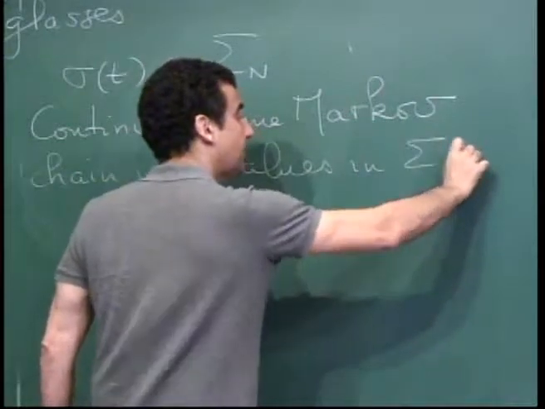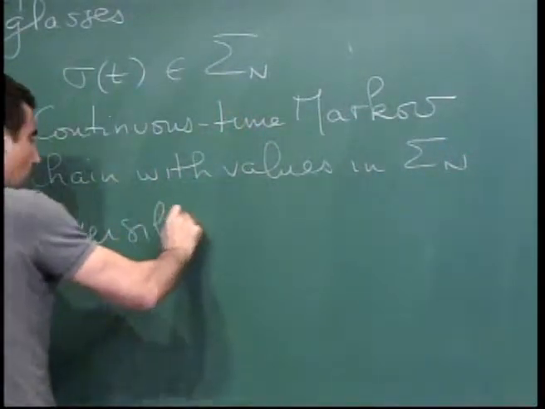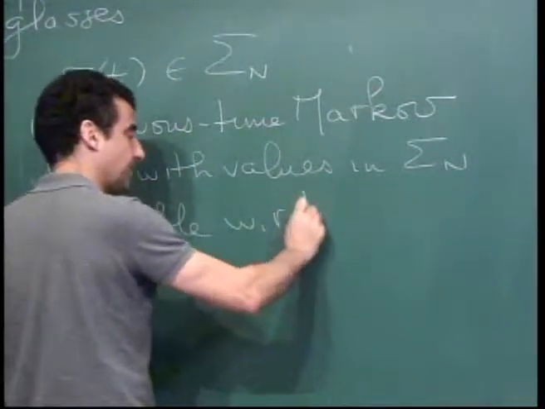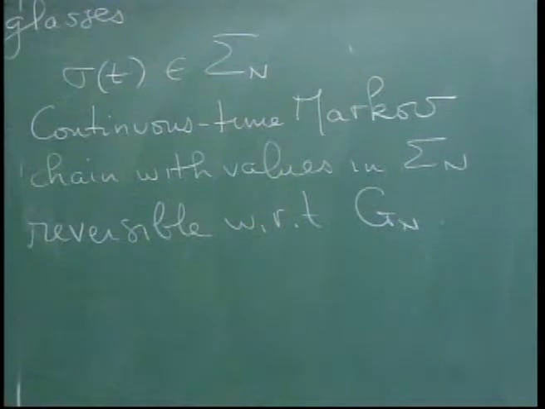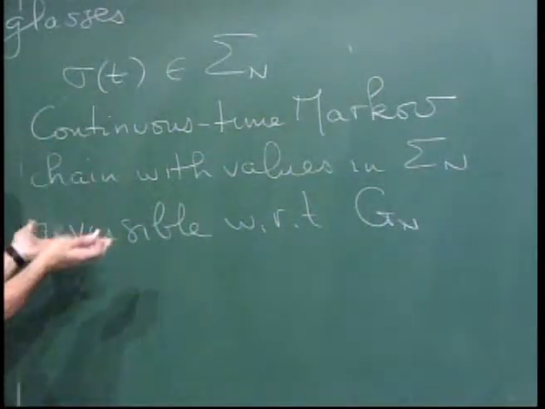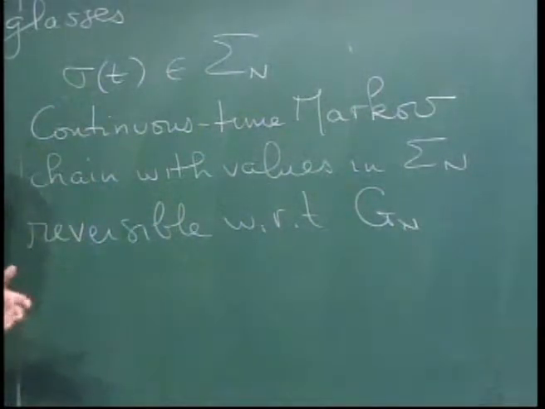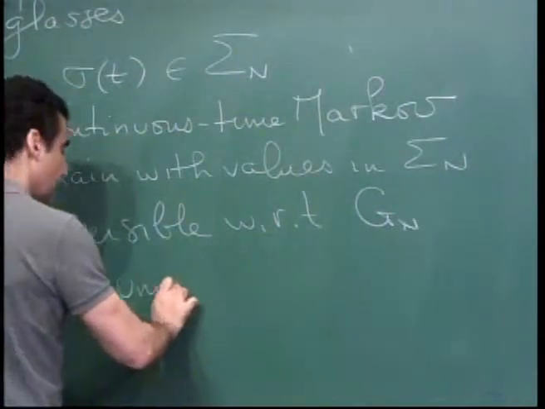And I want it to be reversible with respect to the Gibbs measure. Okay, so I want this to be reversible, so that, of course, in the end, Gn will be an invariant measure, and since it is irreducible, Gn will then be the unique invariant measure for this thing.